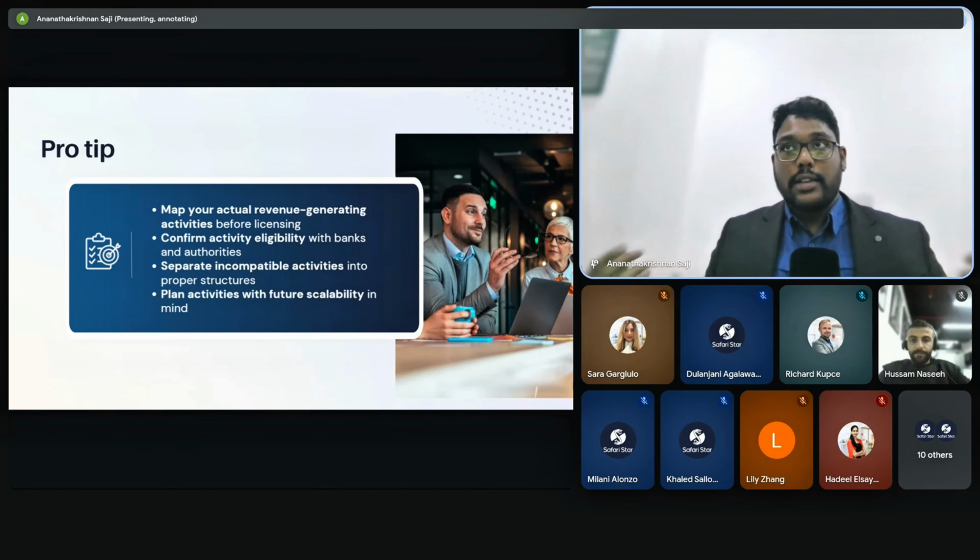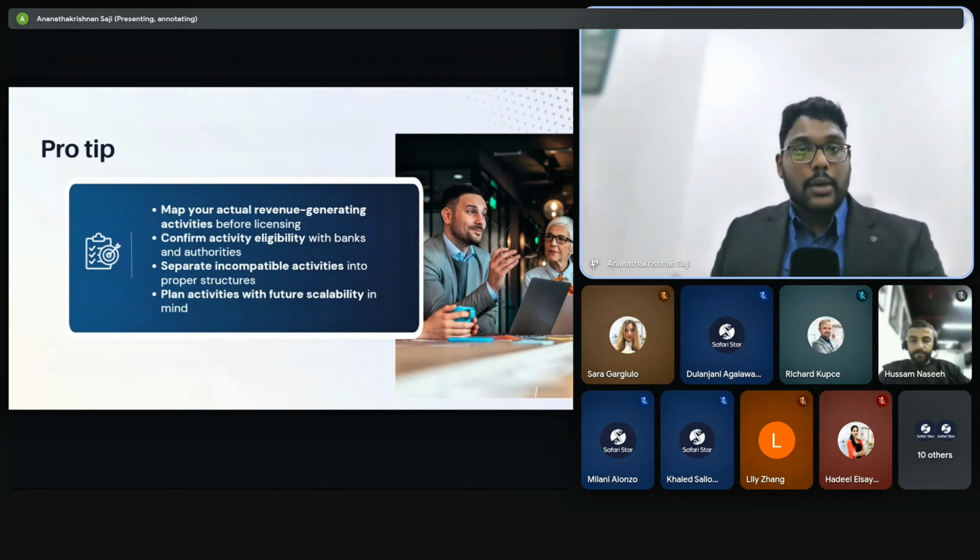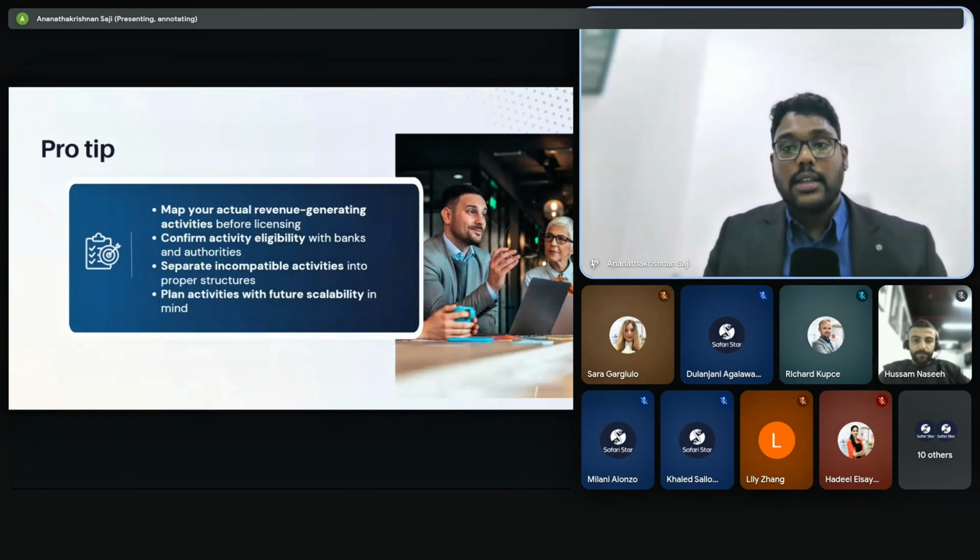So for example, let's say you're into mostly online selling, but you chose the activity of general trading, it wouldn't be a problem. But for you to easily access the market, what you need is e-commerce activity, which all free zones provide, and for a much cheaper cost as well. So you have to understand what exactly you want for your business. So that is another point.